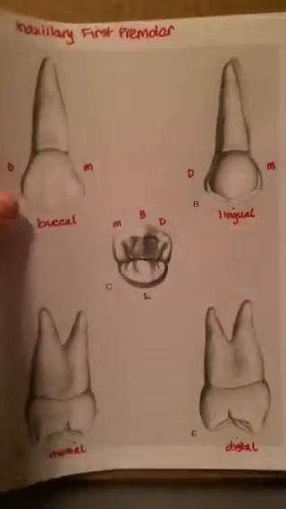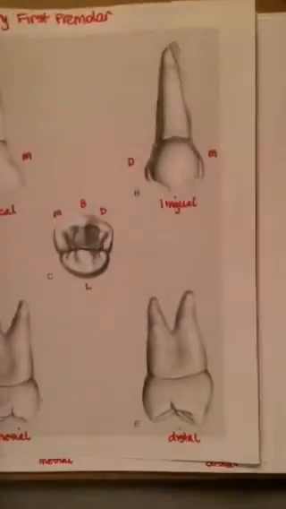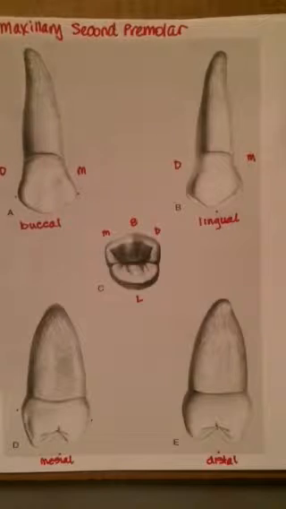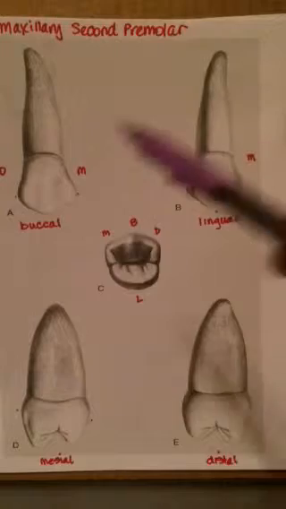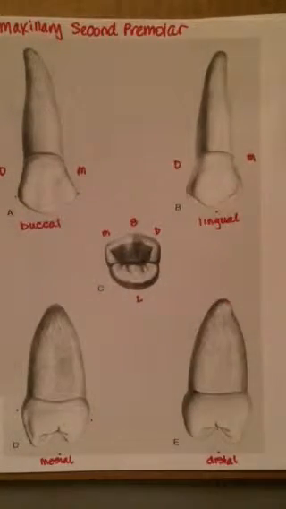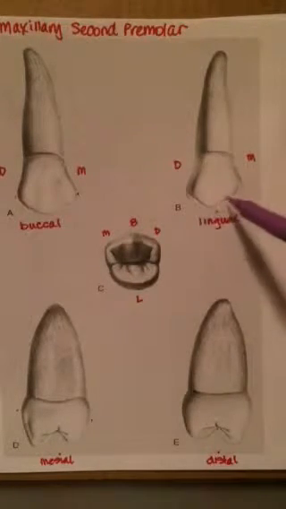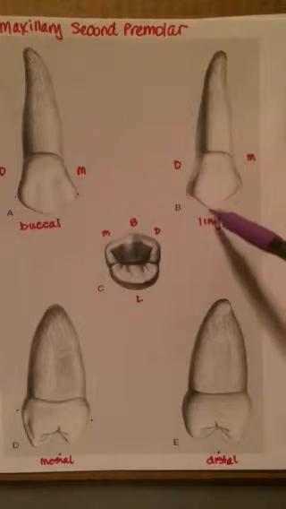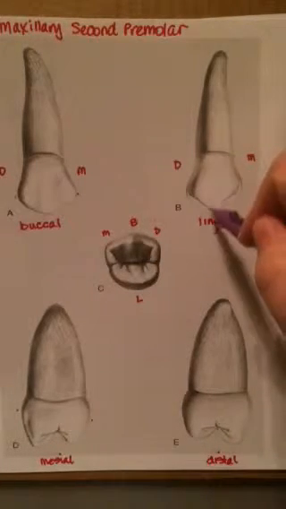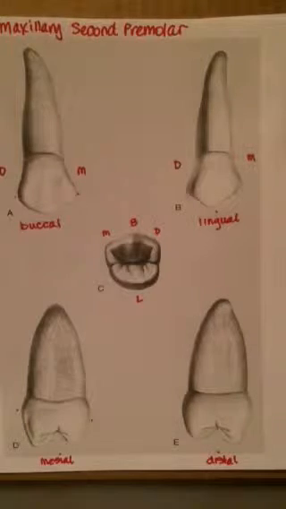We're going to move on to the maxillary second premolar. The maxillary second premolar is similar to the maxillary first, except the distal and mesial cusp ridges of the buccal cusp are a little more equal in size, and the buccal cusp and the lingual cusp are also a little more equal in size. They're nearly the same length. Overall, though, they are shorter than the first premolar.